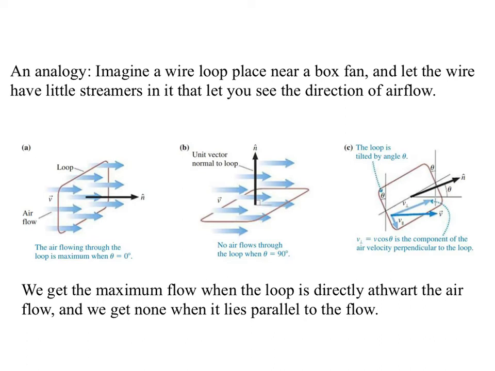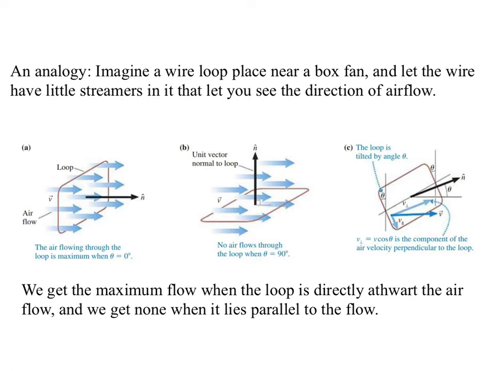We're going to start off by working with an analogy that's a little easier to visualize. Imagine you have a wire loop placed near a box fan. So you've got a fan in the window, and someone has taken a little square of wire and attached little streamers, little pieces of paper that hang there, and in the wind they show you the direction the air flows. As the air blows by, it will stream out the streamers, which is why they're called streamers, and tell you what direction the air is flowing, because the streamers will point in that direction.